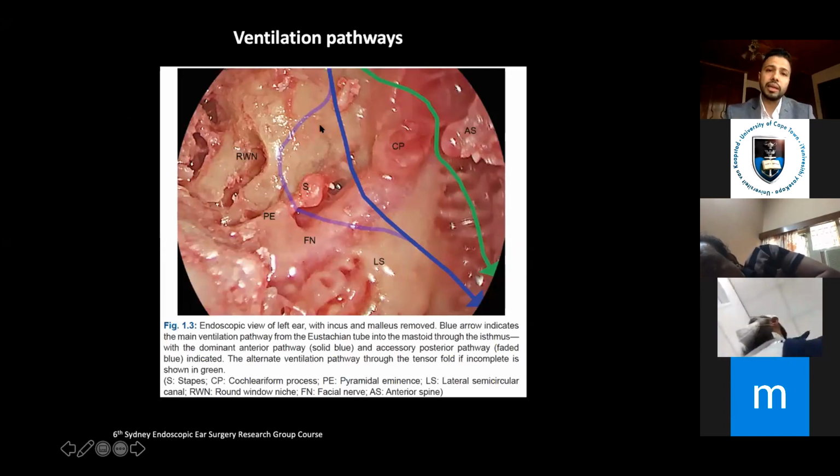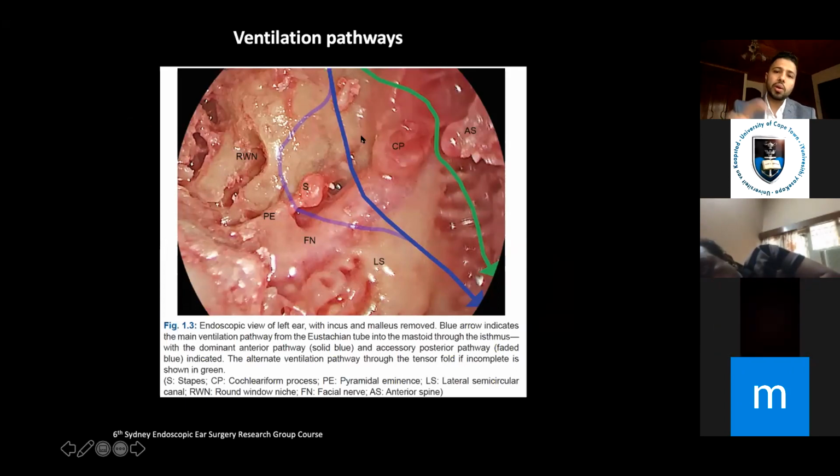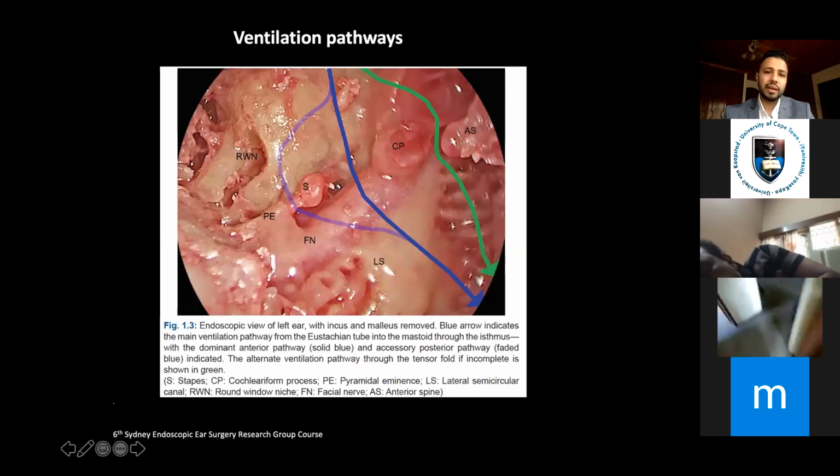ventilation is about. And as you can see here, the main ventilation pathway in dark blue is coming from the Eustachian tube, going through the isthmus that is between the cochleariform process and the stapes, going into the mastoid air cell system. There's obviously an alternative pathway as well, through the tensor fold, if that tensor fold is absent.